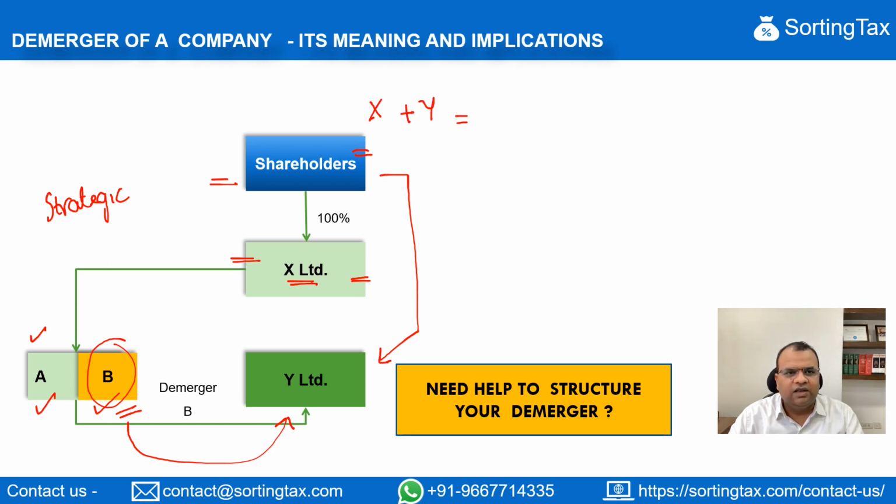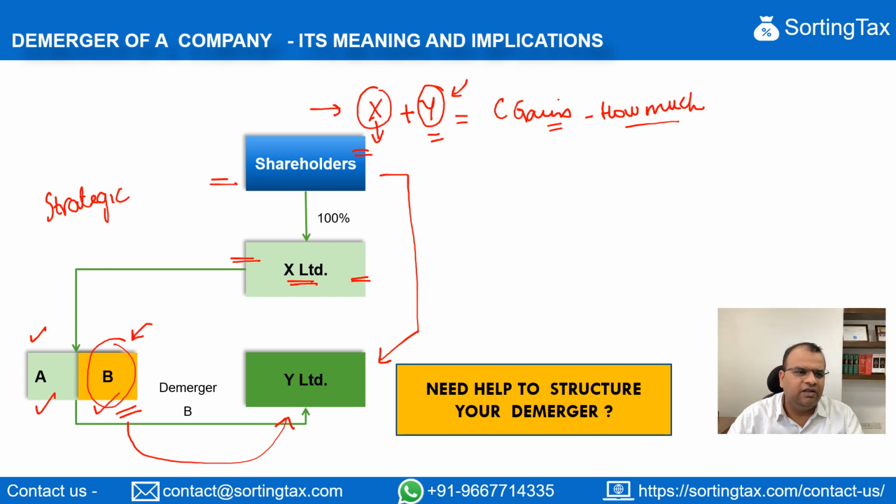The question is, does he pay capital gains tax on this? And if so, how much? And if not, what happens to the cost of acquisition of shares of X and Y? Because for Y, he hasn't made any payment, but he's given up part of his right in the assets which were there in X Limited.